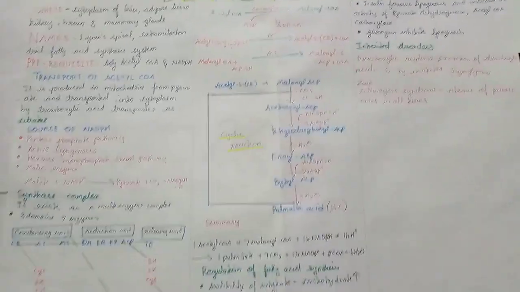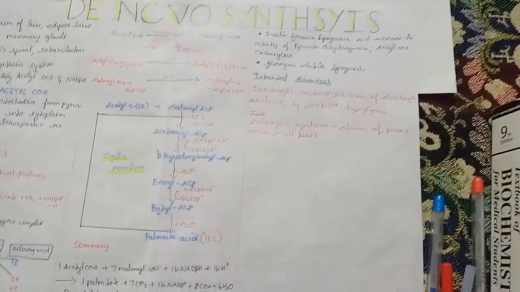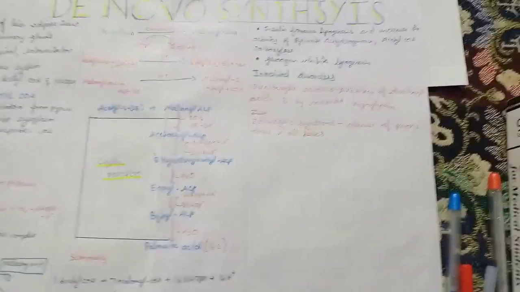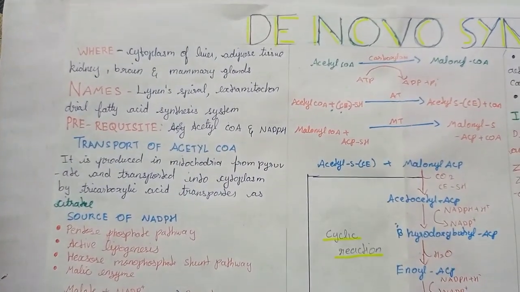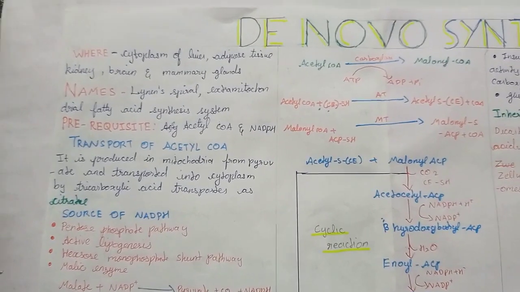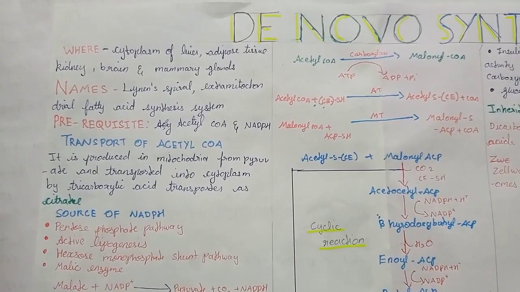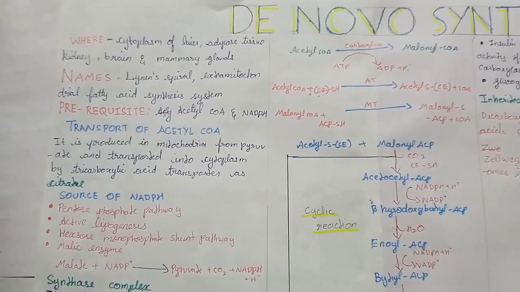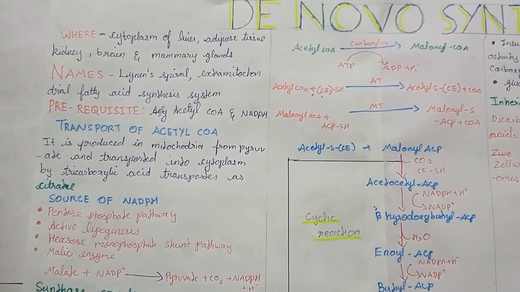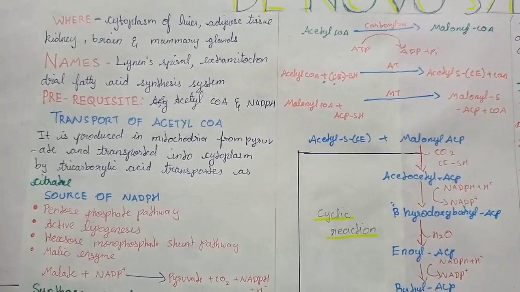I have divided my chart into three parts, that is the pre-requirements, the actual synthesis, and post-requirements, that is what happens after the synthesis of fatty acids. Let us start from the first part. Where does the de novo synthesis occur? It occurs in cytoplasm of liver, adipose tissue, kidney, brain, and mammary glands. De novo synthesis is called by many names in other books also.